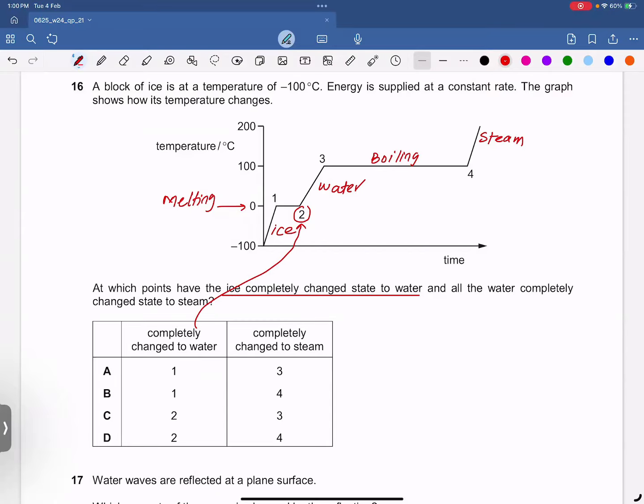Completely change into steam. Steam means at end of boiling. At end of boiling means 4. So 2 and 4 are the right options. It's D.